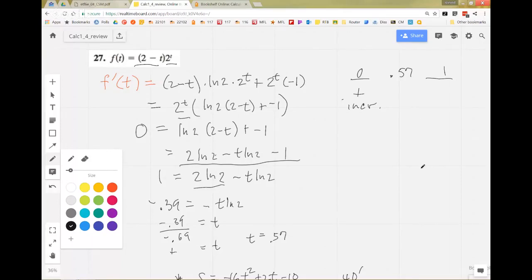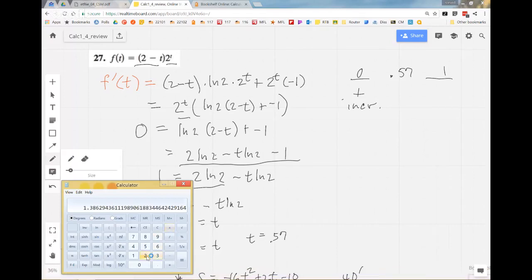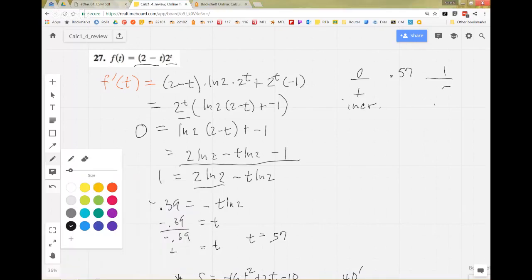And then over here, let's take a 1. Okay. 2 times the natural log of 2 minus the natural log of 2. Well, 2 times the natural log of 2 minus 1 times the natural log of 2 is the natural log of 2 minus 1. And let's just do that real quickly. 2 natural log minus 1, and you can see we're going to have a negative. So this is negative, so decreasing.